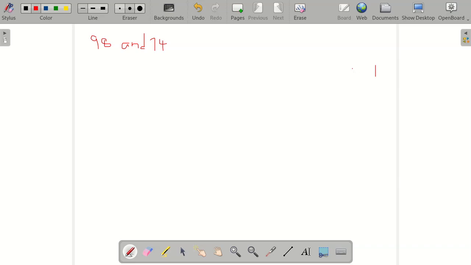So 1 times 2. Let me not start from there, we need some spacing. So we'll say 1 times 2, it's 2. 2 times 2, it's 4. 4 times 2, it's 8. 8 times 2, it's 16. 16 times 2 is 32. 32 times 2 is 64. 64 times 2, it's 128. Okay, so we have our 8 bits: 1, 2, 3, 4, 5, 6, 7, 8.